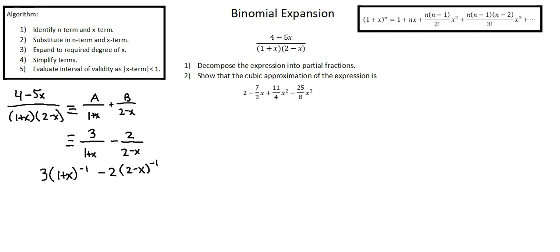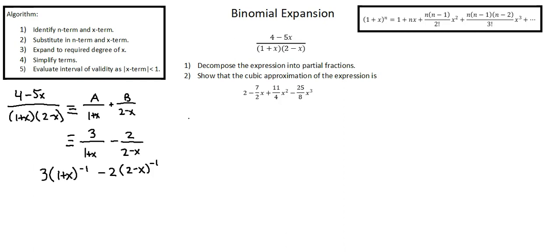Now we see we have two binomial terms. We'll apply binomial expansion to both terms, combine like terms to show that the cubic approximation of our analysis does match that given in requirement 2. And now moving to the binomial expansion algorithm. Step 1, identify the n term and x term.